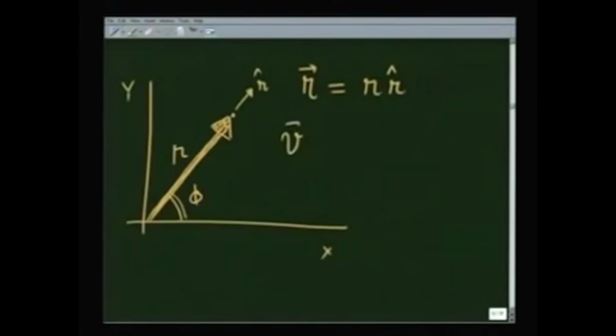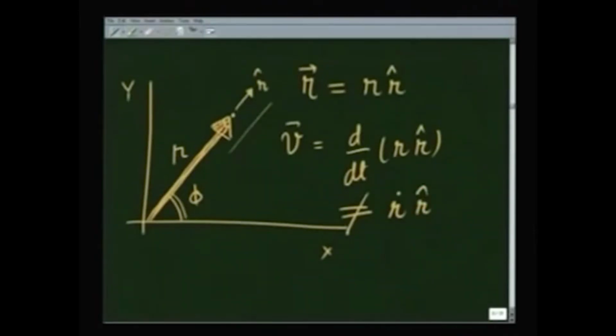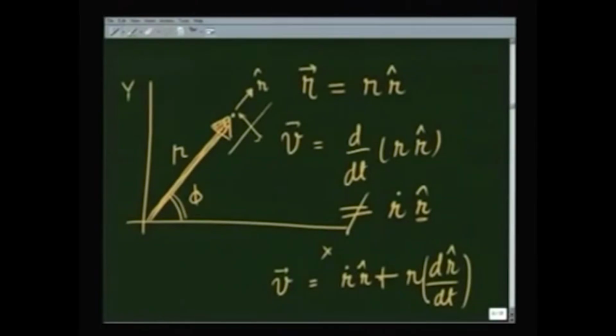Velocity is going to be d over dt of r times the r unit vector, and this is not equal to just r dot times r unit vector, because the particle is not just moving in this direction, it is also moving in this direction. Also, both r and unit vector r depend on phi, depend on the position of the particle. So, the velocity really should be written as r dot r unit vector plus r times d r unit vector by dt, that is the rate of change of the unit vector r itself.